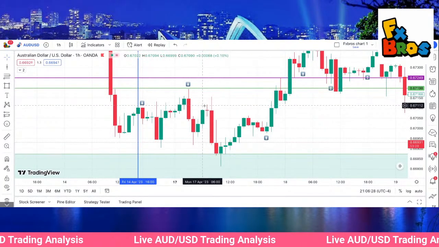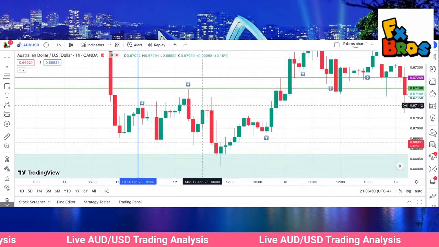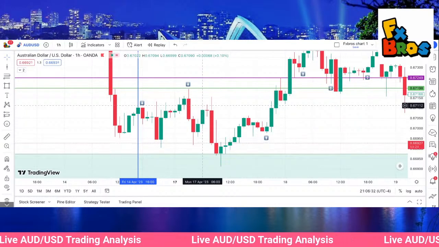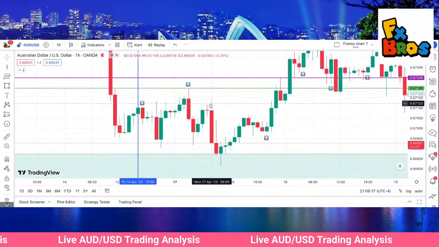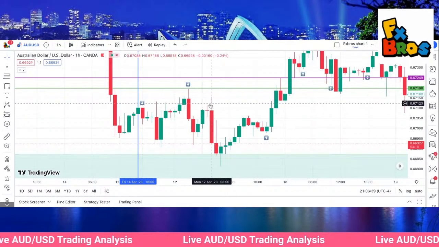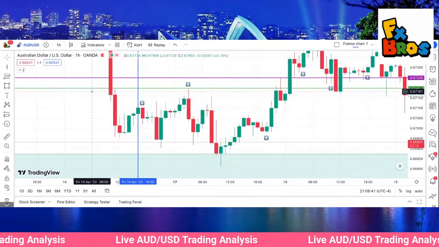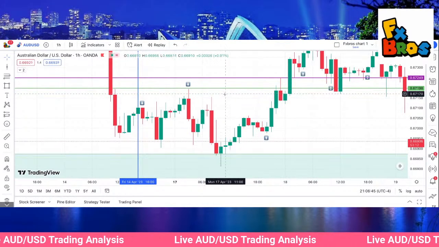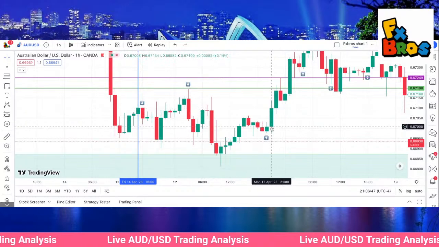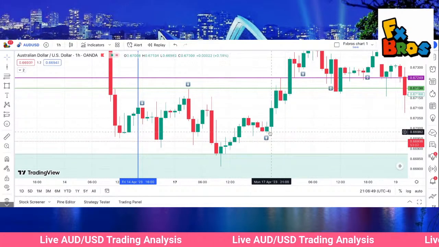So this is typically where we like to see where we can get in if we don't have an engulfing, if the price action showed us. But overall, this was consolidating, so we didn't really do anything that morning until later on in the evening around 8 o'clock.